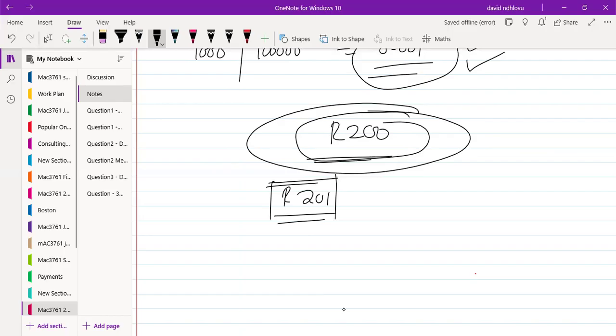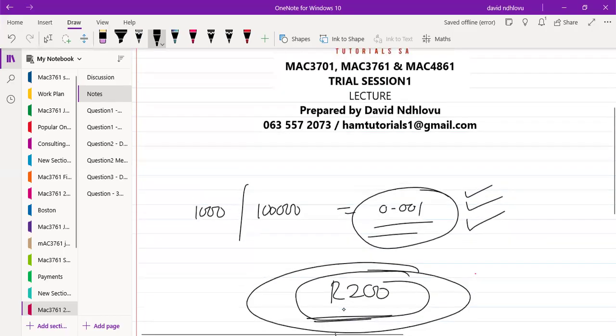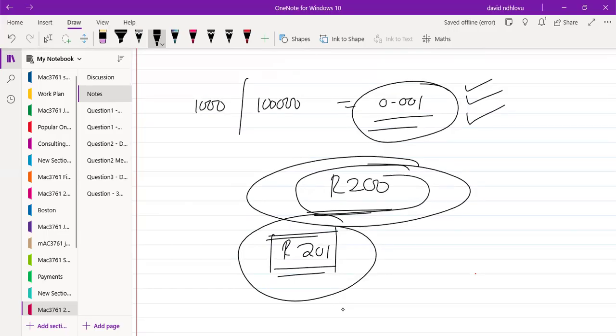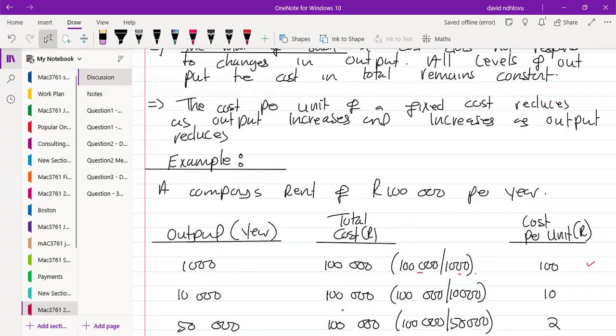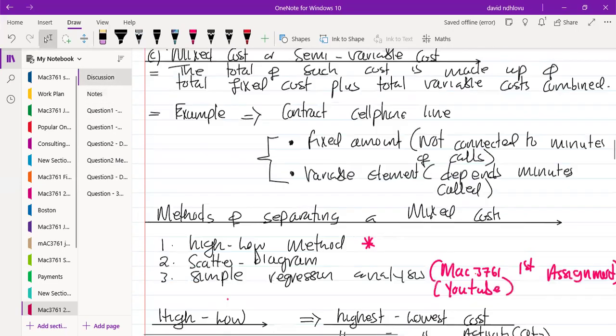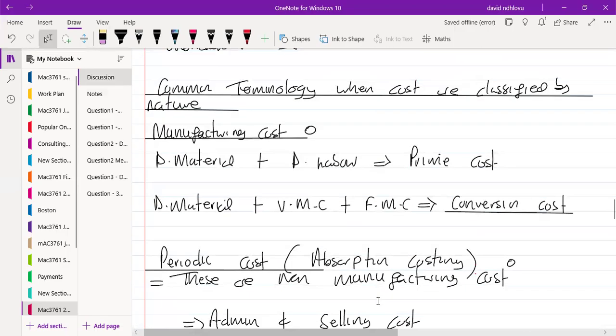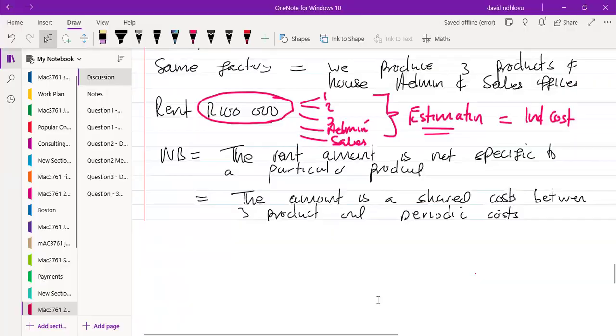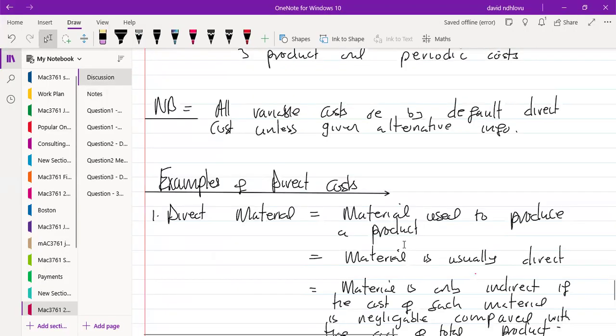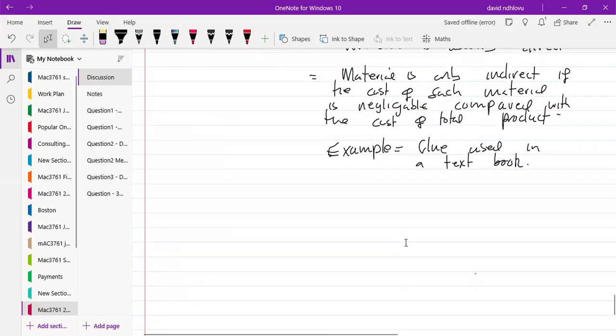What you do is you estimate a reasonable amount, you round it off, in other words. But when you are now rounding off, it means the cost of glue is no longer accurate. It is an estimation. And wherever there is estimation, then you are dealing with what? With an indirect cost. So that is the only time when material is actually an indirect cost. It is when the cost of that material vis-a-vis the overall product cost is too negligible. Then it will be classified as an indirect cost.